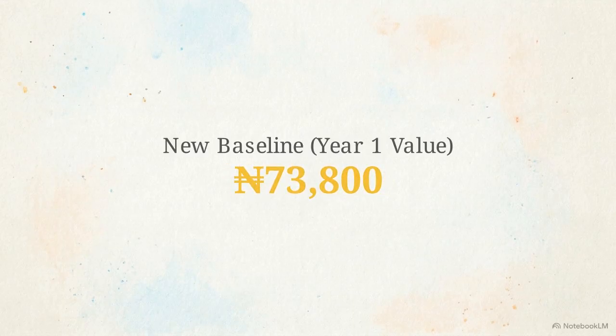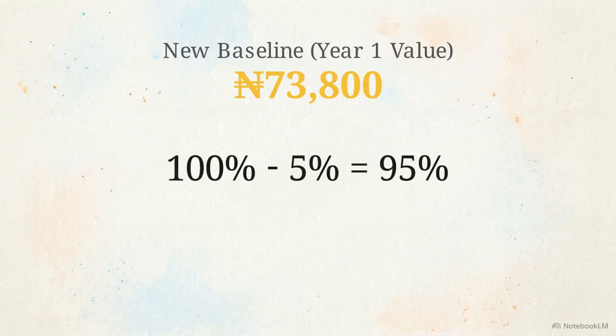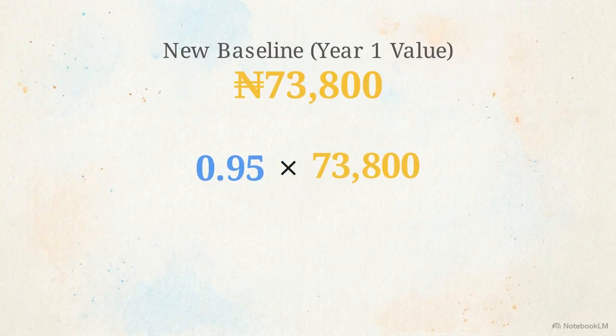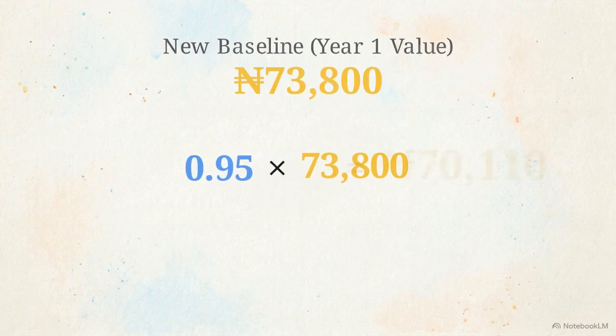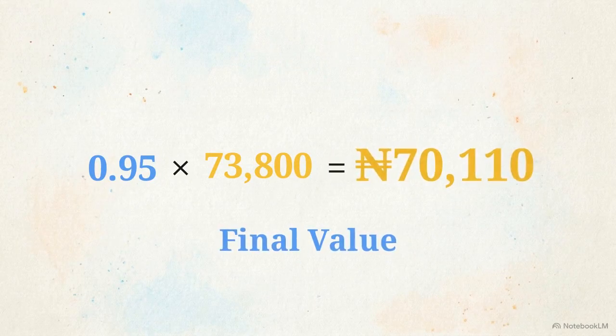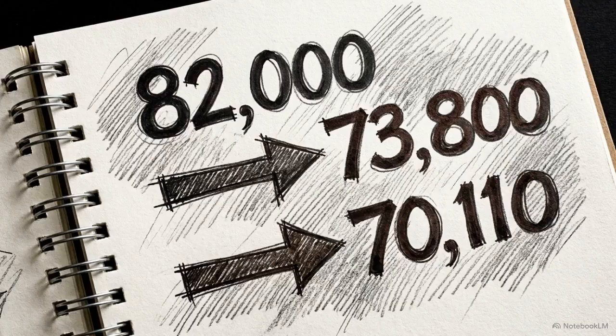In this second year, the generator depreciates by 5%. Following our rule, losing 5% means it keeps 95% of its value, which we write as 0.95. We multiply our year 1 value, 73,800, by that 0.95. 73,800 times 0.95 equals 70,110 naira. This is the value of the generator after the second year. Think of compound depreciation as a continuous timeline. You always calculate the next step using the value from the step immediately before it.